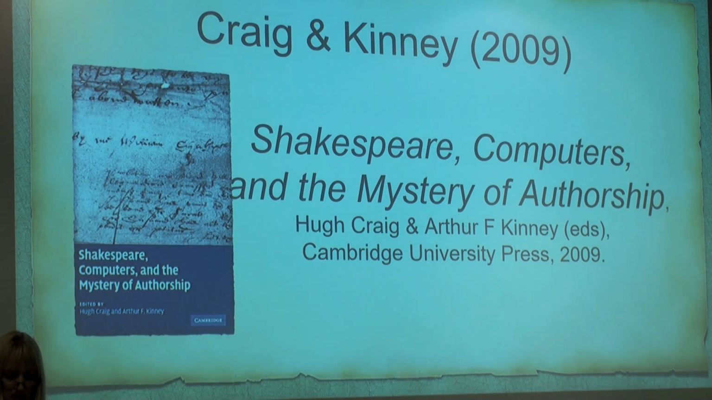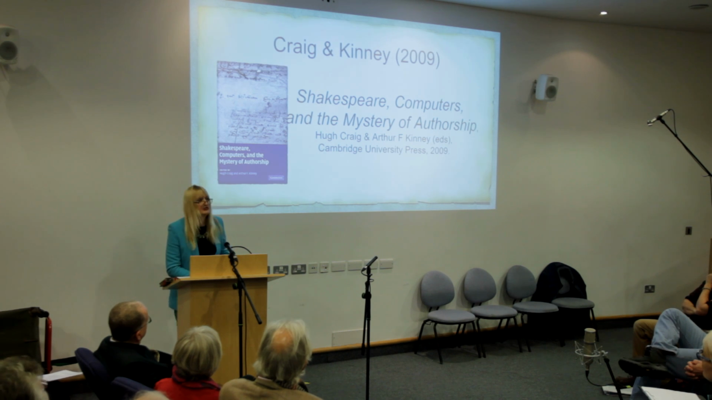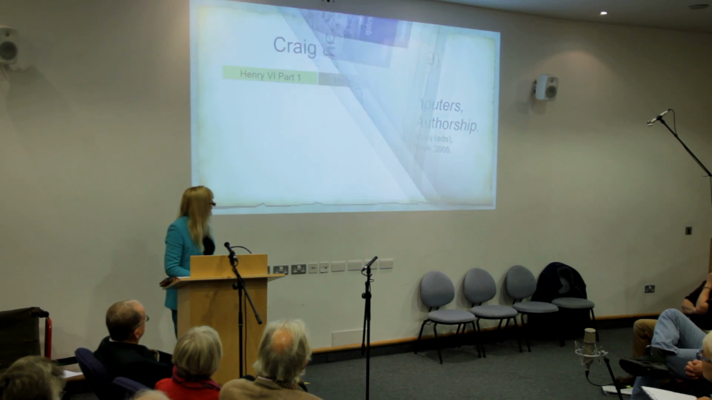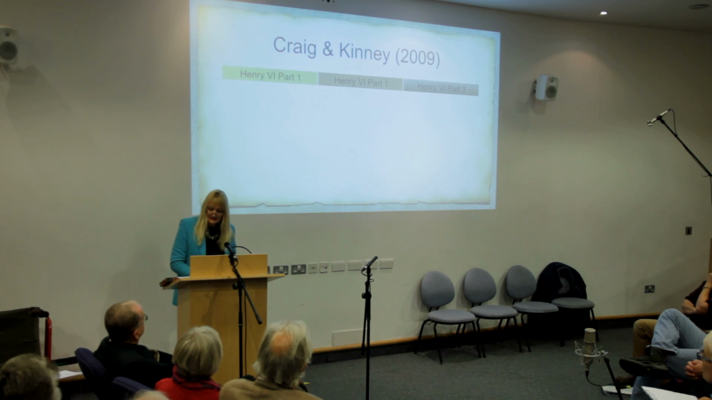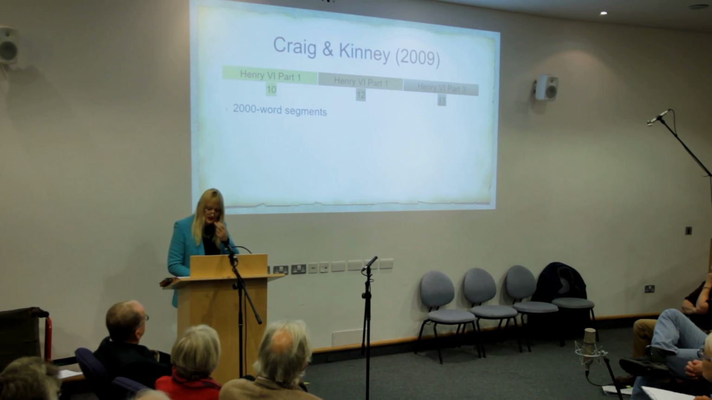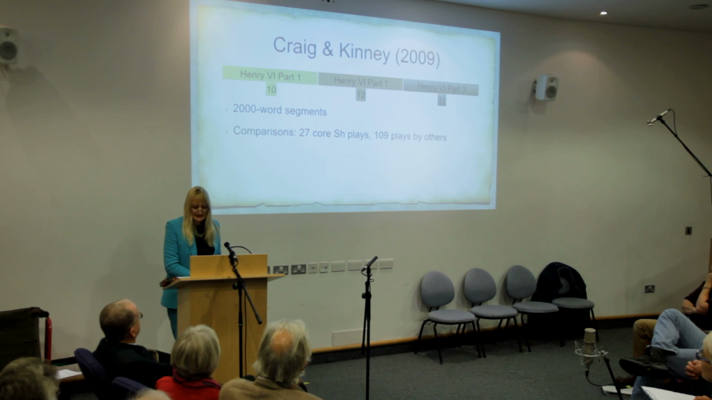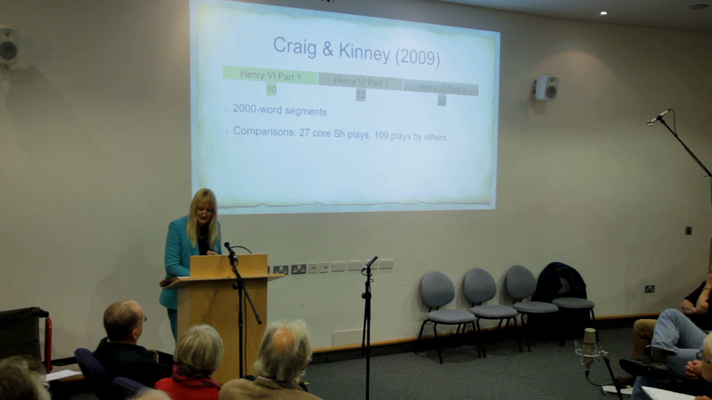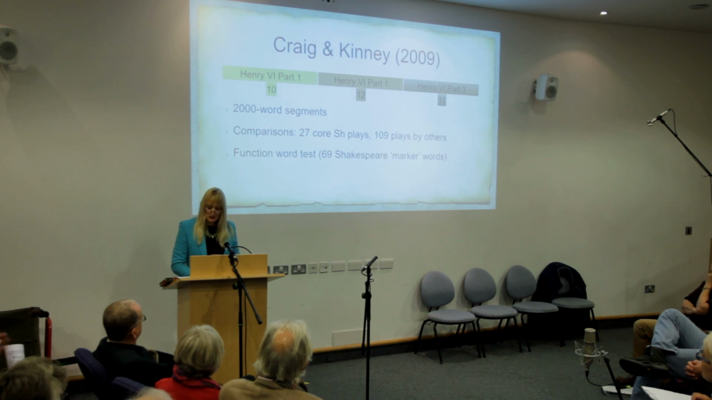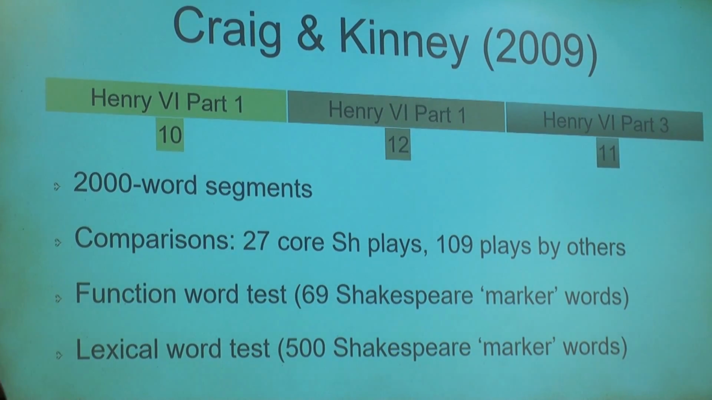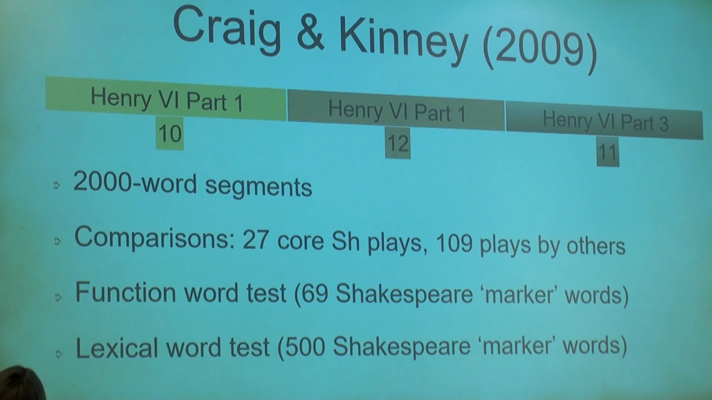This is from Hugh Craig and Arthur Kinney, in a series of stylometric studies published in 2009, which that quote came from earlier, determined that Marlowe had a hand in the first two Henry VI plays. And this is how they did it. Craig divided the three plays into 2,000-word segments, 10, 12, and 11 segments respectively, and to discover how these segments diverged from Shakespeare's norms, they conducted two tests, a PCA test, principal component analysis test, for function words, and a lexical word test. They didn't give that a name. It may well have been something like a zeta test.